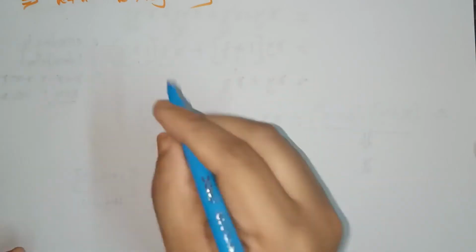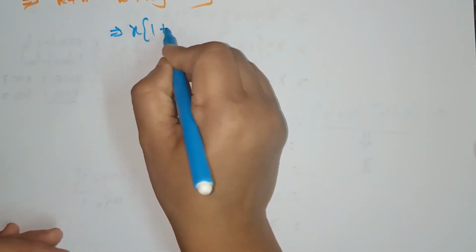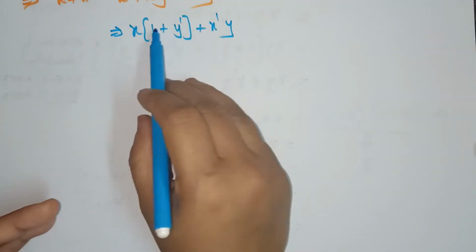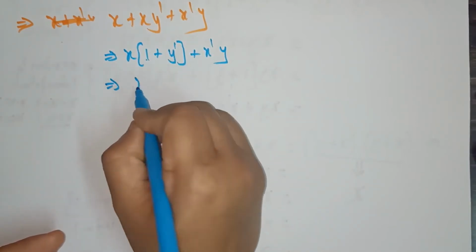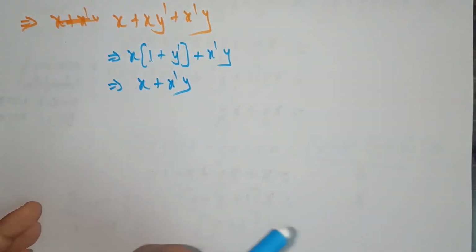So try to reduce here. It seems to be x. I can take it as a common. Whenever I take it as a common, 1 plus y dash, and here it is anyhow x dash y. So 1 plus y dash is nothing but 1 only. So that means x plus x dash y. So x plus x dash y, can I do anything?